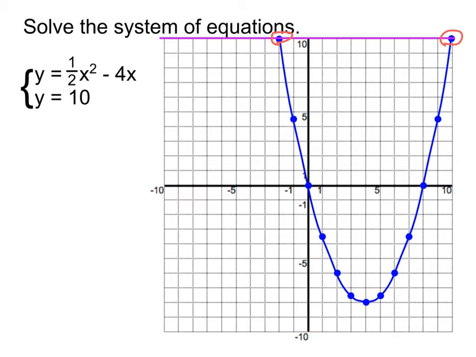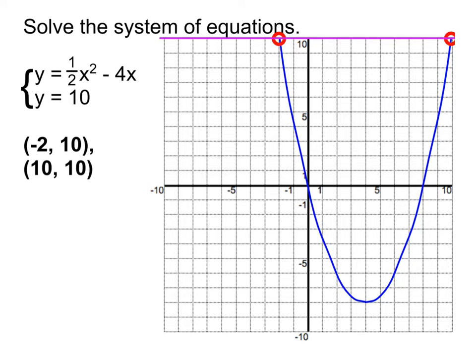Now, you'll notice that my original system here, it had x and y in it. Therefore, my answer will also be comprised of x's and y's. Since there's 2 points, I'm actually going to list both of them as coordinate pairs. So this first point was at (-2, 10), and the point on the right was at (10, 10). So that's how I write my answer. (-2, 10), (10, 10).